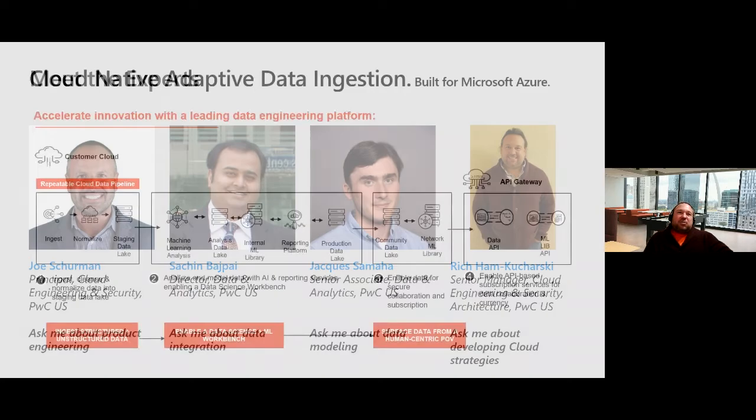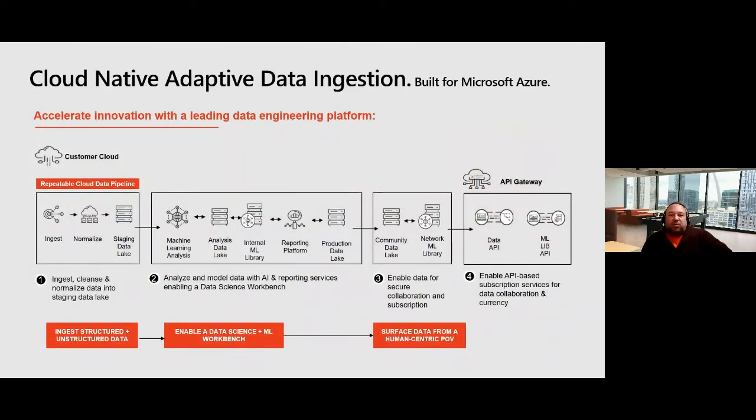So we're going to jump into our summary and overview of what we're going to be talking about here today. And Joe, if you could lead us off and let us know what was the inspiration behind this solution and what were the challenges that you were trying to address?